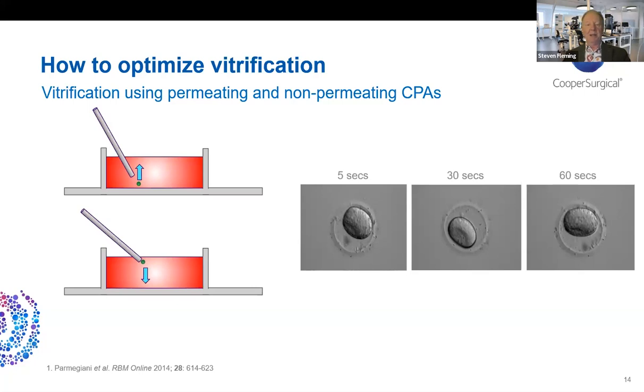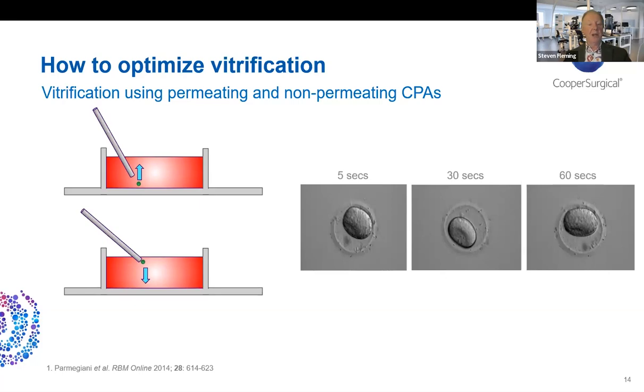But you also need to make sure, as you can see from these photomicrographs of re-expansion of an oocyte at 5 seconds, 30 seconds, 60 seconds, it's imperative that if the protocol says 60 seconds vitrification, you allow the cells to remain in that vitrification solution for 60 seconds to make sure that you achieve complete permeation of cryoprotectants.